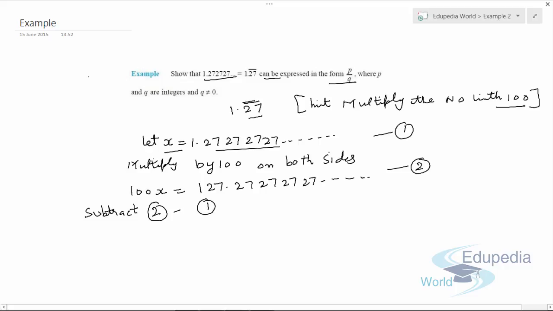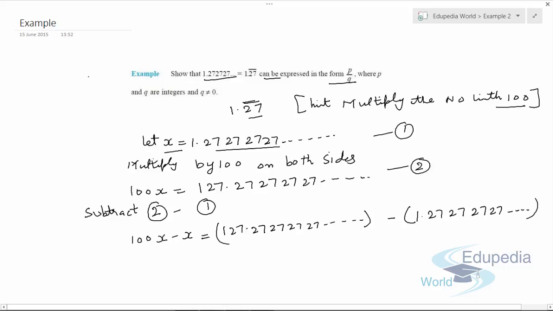So what we get is 100x minus x equals 127.27 27 27 27 bar minus 1.27 27 27 27, it goes on. Now we can clearly see that this part and this part will get cancelled out because it's equal and non-terminating. So what we are left with is 99x equals 127, sorry, it will be 126.